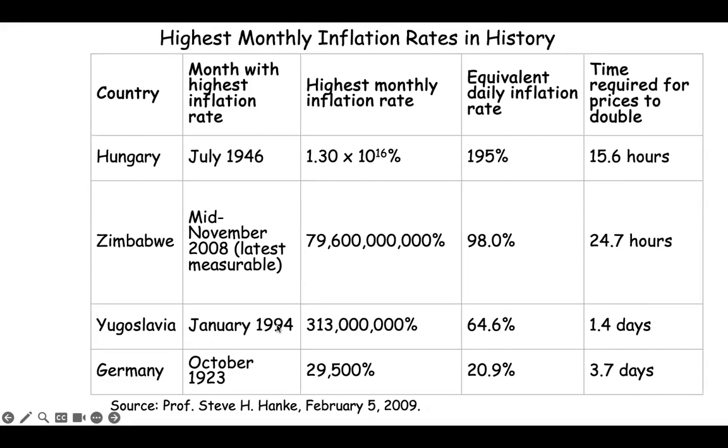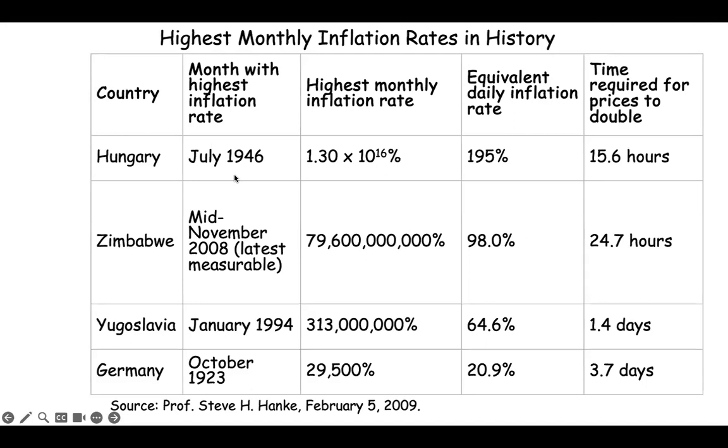Yugoslavia after the war in '94 had a monthly inflation rate of about 65%. Zimbabwe in 2008, at some point it just stopped measuring, but it was about 100% per day. So it means prices are doubling every hour.